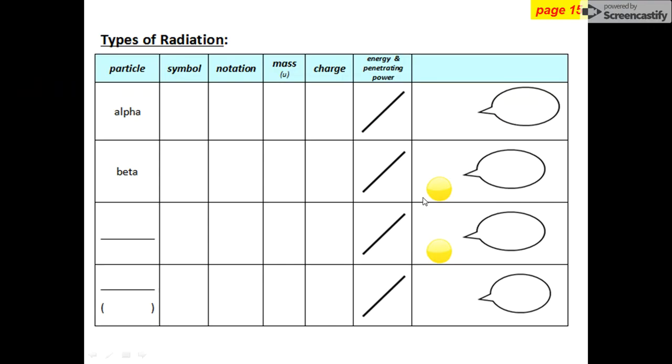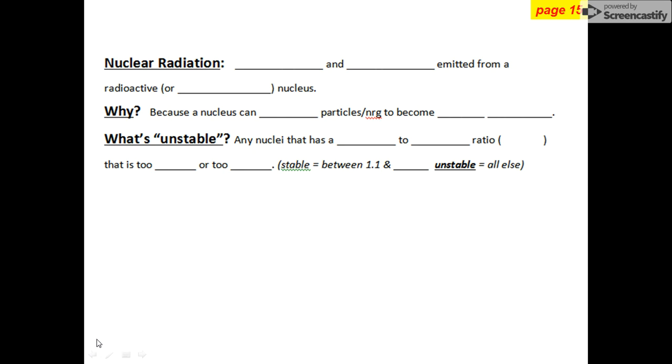Hey there, folks. This is Mr. Young, and I am going to give you a little bit of an introduction to different types of nuclear radiation. So here's where you need to be. You need to be on page 15, in your unit pack.